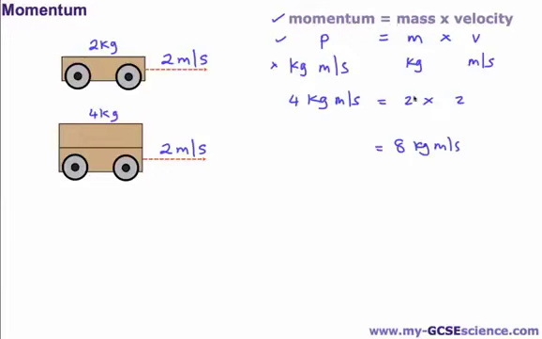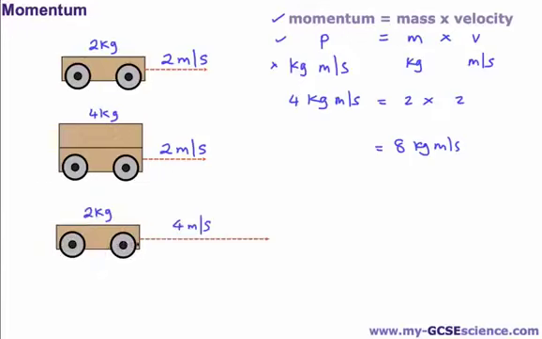I could also change the momentum by not changing the mass, but by changing the velocity. So I've kept the mass the same here, I've doubled the velocity, and again it works out as 8 kg meters per second. Okay, so that's what momentum is. That's a couple of very simple examples.